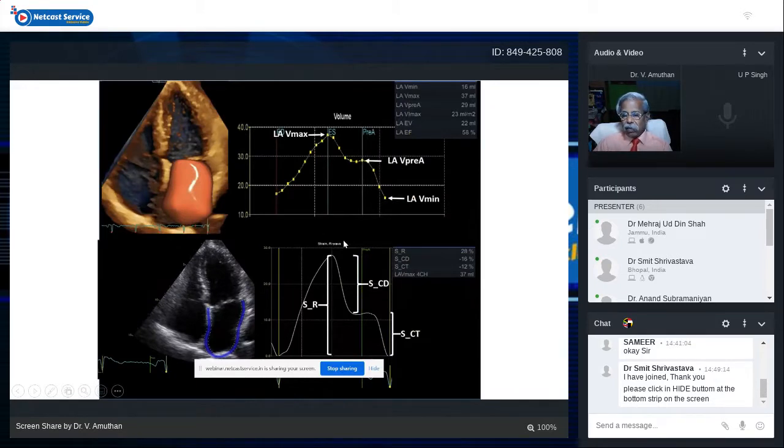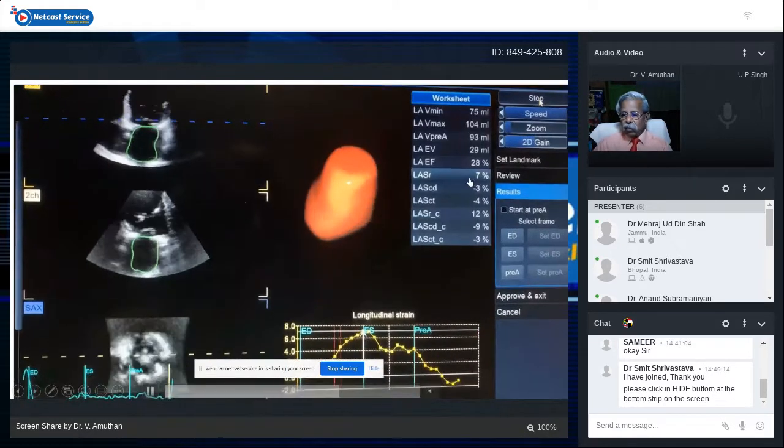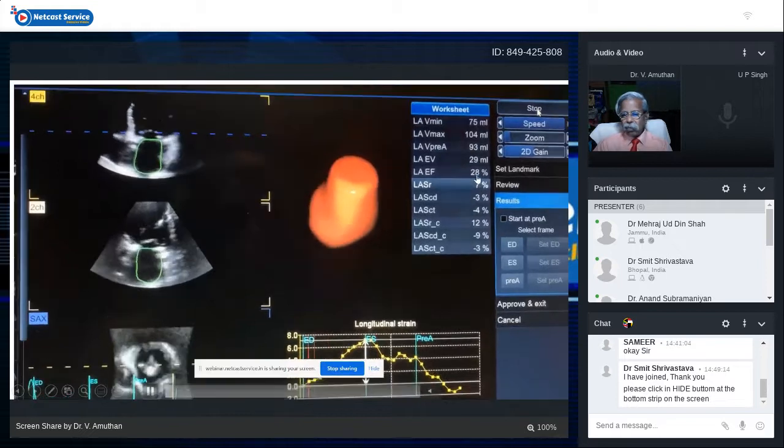This is reservoir strain. This is conduit strain, and this is the contraction strain. Now, what is important is the reservoir strain. So forget about the conduit strain and contraction strain. The most important is the LA strain, that is the reservoir strain. Total strain should be more than 40, and it should be around 45. You can see here, this is markedly reduced. The strain here is 7%.